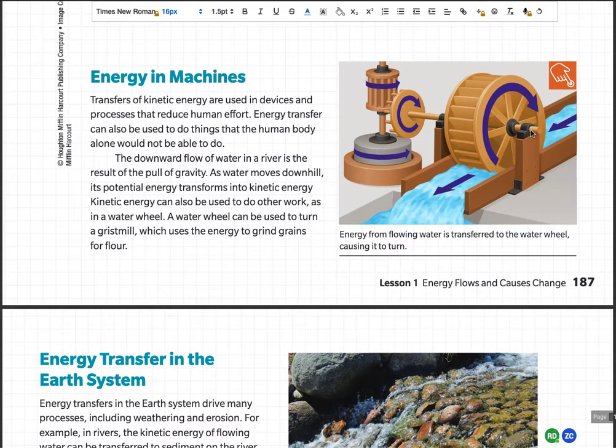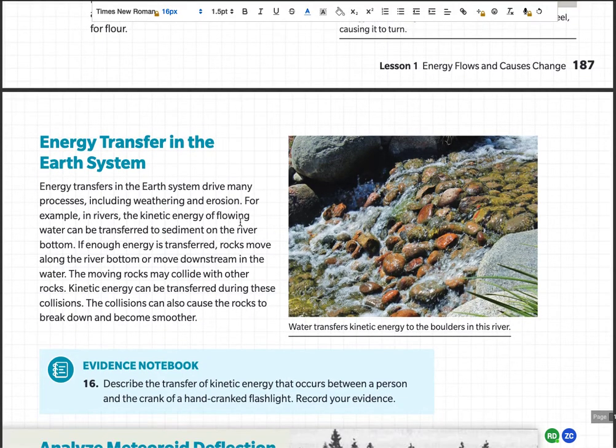You can see transfer of energy in this picture where the water has kinetic energy that's moving and it transfers it to the wheel, right? And so then the wheel is moving through mechanical energy, and then this wheel is transferring its kinetic energy, or movement energy, to this wheel, which is spinning what looks like a stone. This was pretty popular back in the day to have water wheels, and they would spin stones to grind grains and things like that.